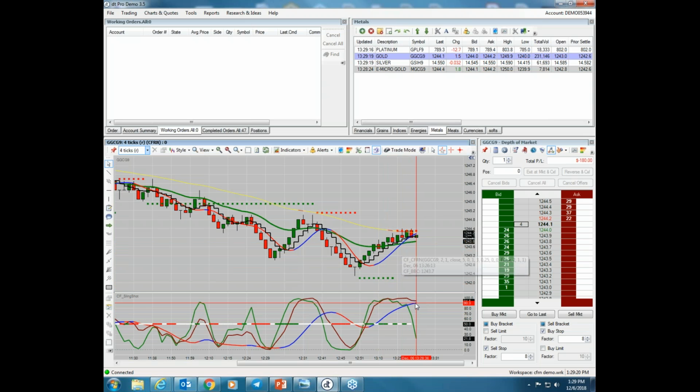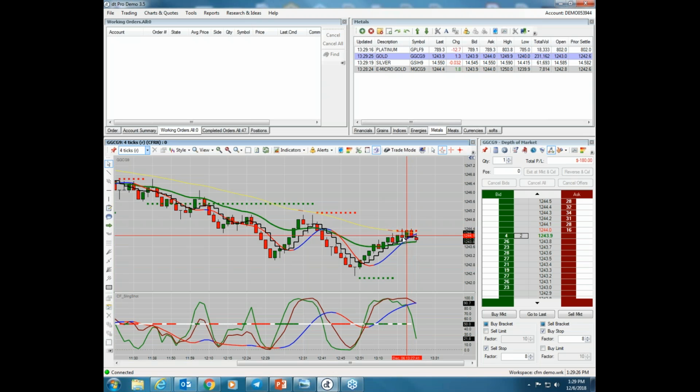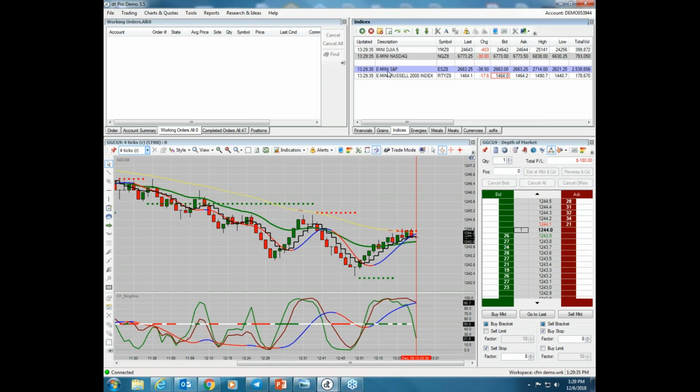What I do like is, step one, we have the cross. I like the fact that the cycle is blue and we have the green line underneath it. So we do have bullish divergence. So we got a lot of the variables that look good, but right now we're bumping our head against resistance here. So for the moment, gold's off the table.